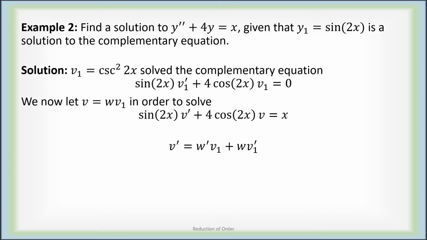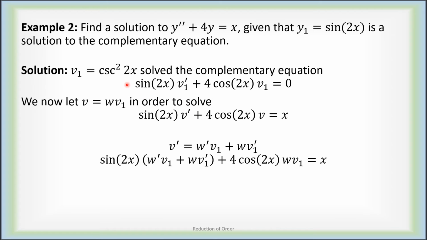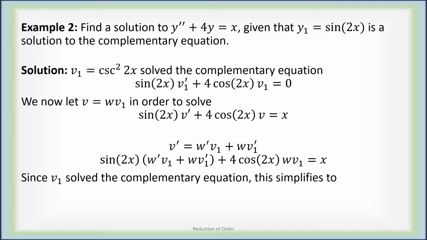Well, if v is w v1, I can apply the product rule and compute v prime. Then I'm going to take this expression for v prime, substitute it there, this expression for v, and substitute it there. And we'll end up with this right here. But notice, once I distribute this out, we'll have sin 2x w v1 prime plus 4 cos 2x w v1. That's just w times the complementary equation, which we know is 0. Because v1 solves the complementary equation, we can cancel a bunch of terms out, and this simplifies down to just sin 2x v1 w prime equals x.